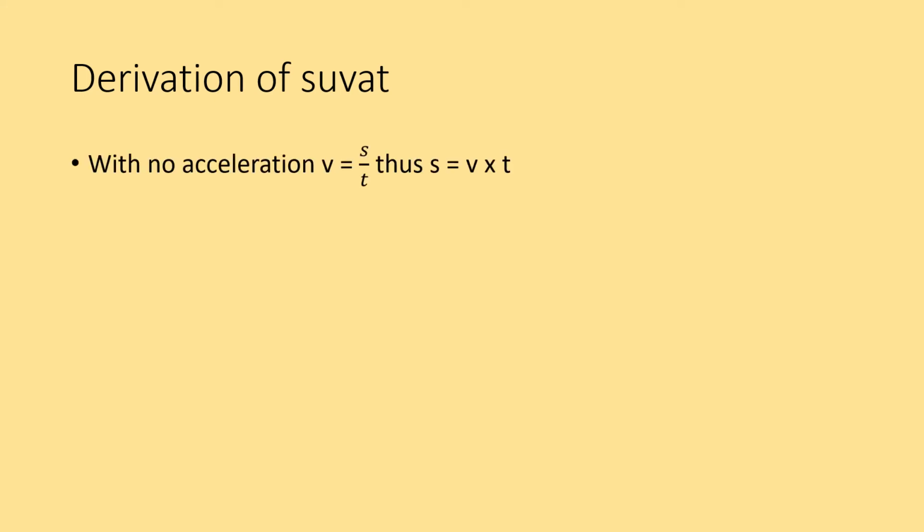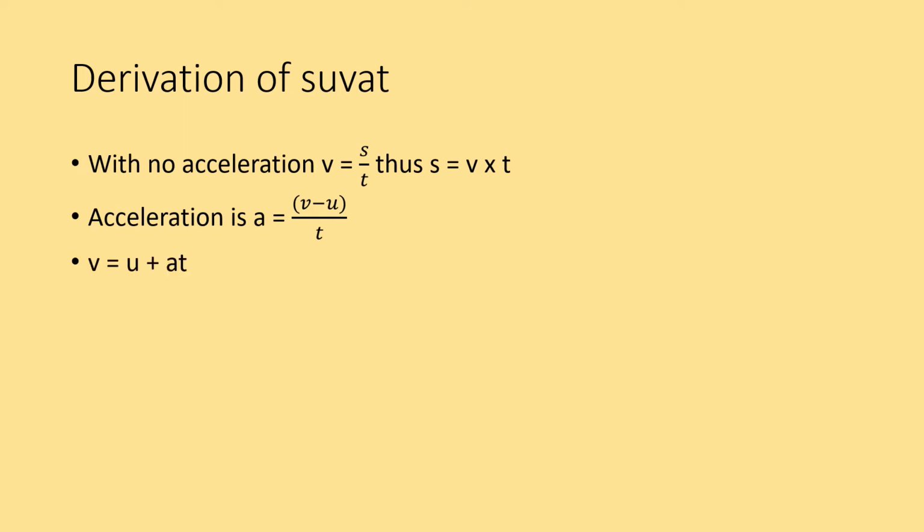Derivation of suvat. If you think about a simple equation with no acceleration, the velocity is given as displacement divided by time. And so we can rearrange it to be displacement is given by velocity times time. This is nothing new so far. This is simple mechanics. And we can look at acceleration. Acceleration is given as the rate of change of velocity. That's the final velocity, V, minus the initial velocity, U, divided by the time taken for that acceleration.